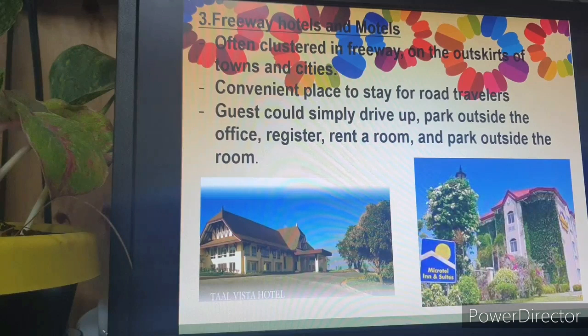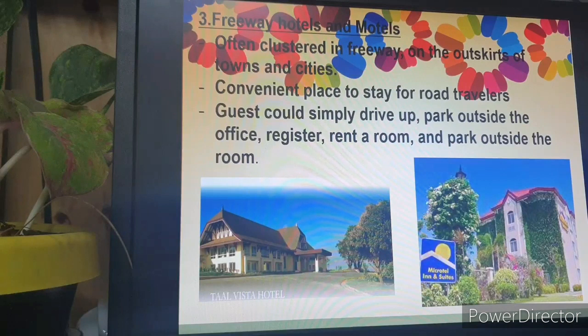Number 3 is the freeway hotels and motels, often clustered in freeway areas on the outskirts of towns and cities. If we are talking about a freeway, we define that as an express highway with no intersection. It is a convenient place to stay for road travelers. Guests could simply drive up, park outside the office, register, rent a room, and park outside the room.